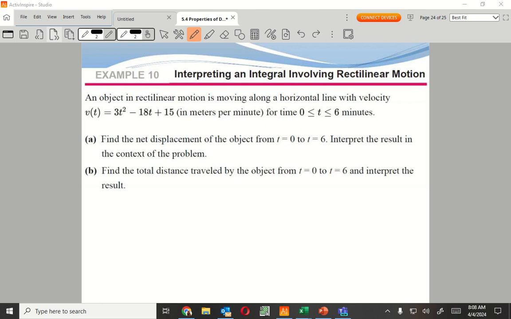So for this one right here, the net displacement of the object from 0 to 6, let's go ahead and do my integral. And I had my, oh, there it is, my pen. So it's the integral from 0 to 6 of 3t squared minus 18t plus 15 dt.